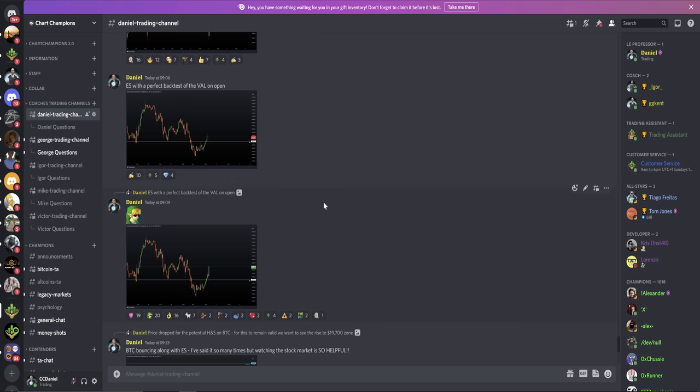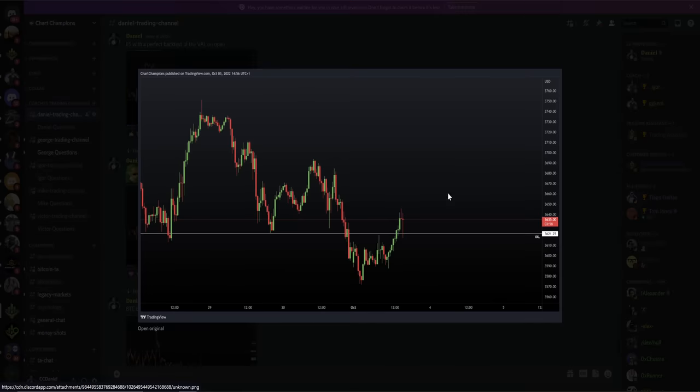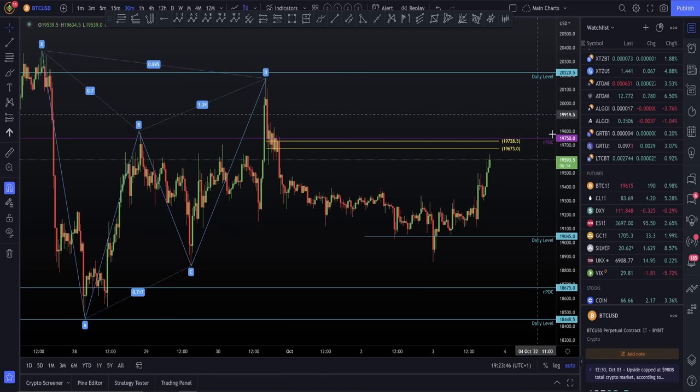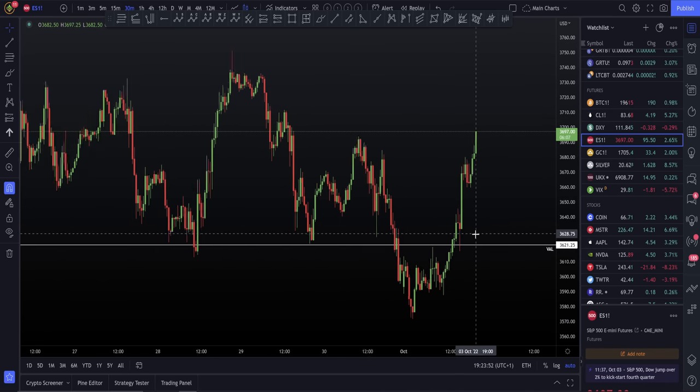As you all know, we're placing a lot of emphasis on the stock market right now. As I'm saying, it's extremely helpful. What did we see? We saw on the stock market open the back test of the value area low. I'm going through this very quickly because I am actually actively trading this right now, so I do need to keep this kind of quick. But nevertheless, I'm keeping it professional for you.